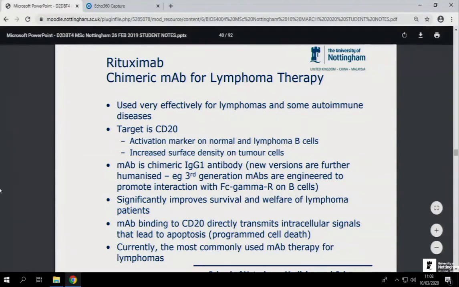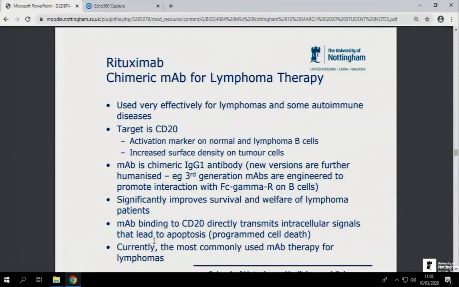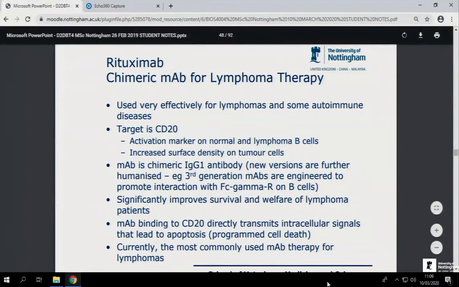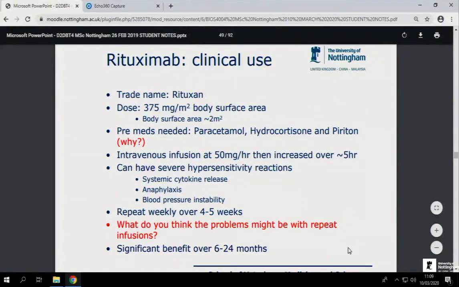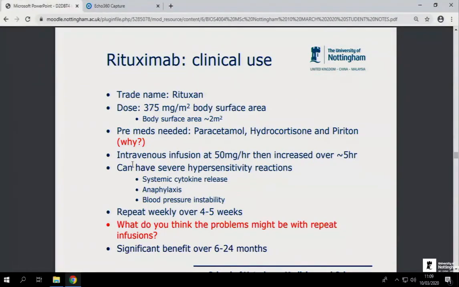But this is great news. It significantly improves survival and welfare of lymphoma patients. And yes, it does. I've seen loads of success with this. It binds to CD20, transmits intracellular signals which lead to apoptosis. Apoptosis is programmed cell death. So what happens is that the monoclonal antibody binds onto the CD20, that triggers a cascade which sends the cell into a death cascade. So the cells just move on and die. It's absolutely brilliant, and it's the most commonly used monoclonal antibody now in lymphomas. It's excellent.